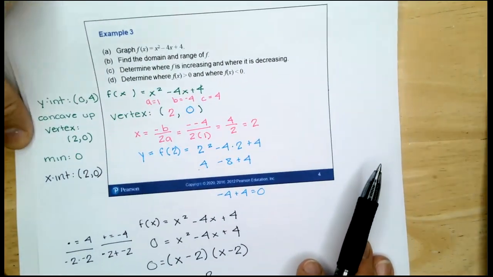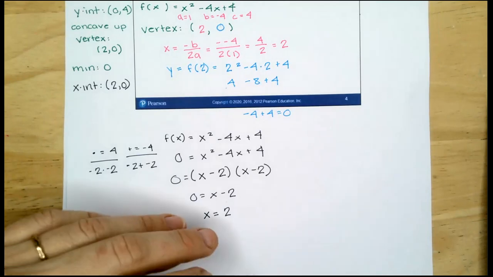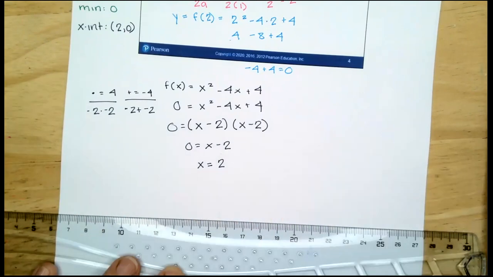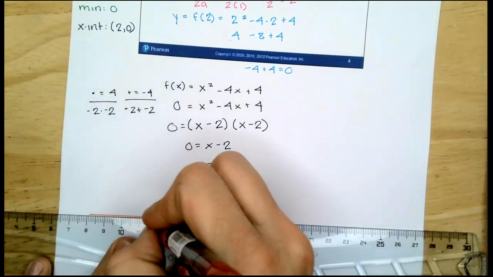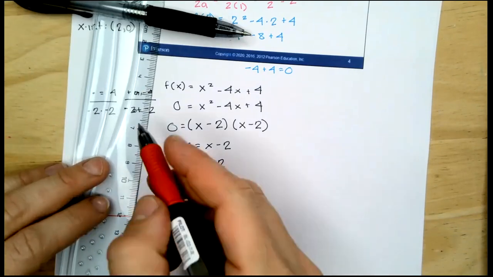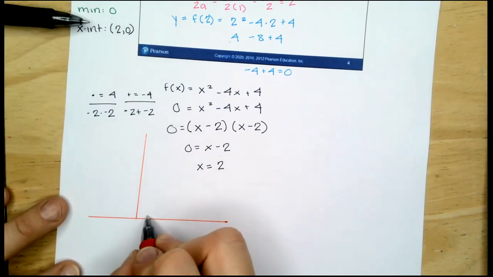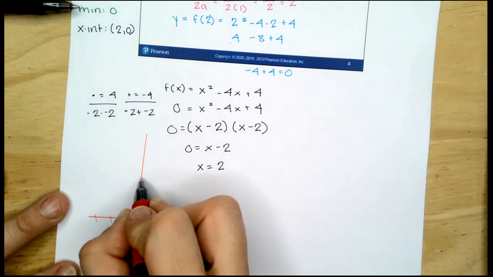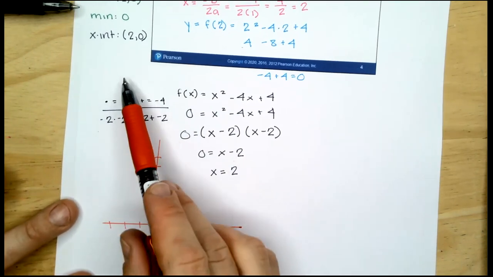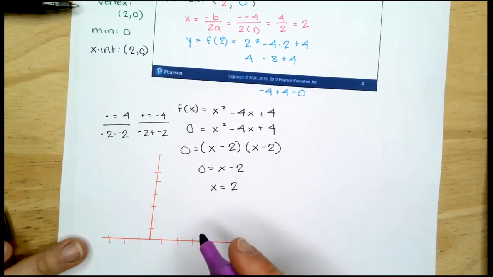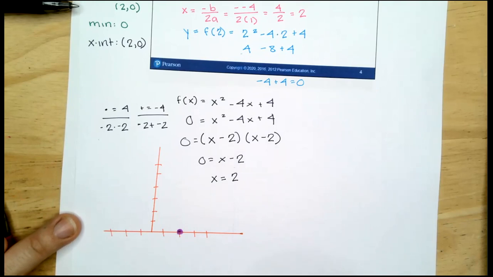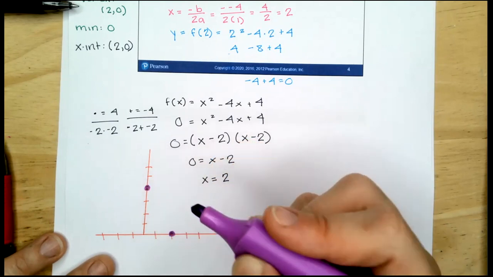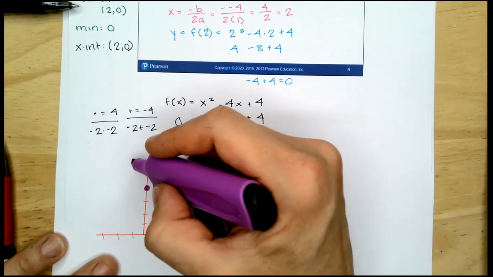Find the domain and range. It's easier to find the domain and range once you have graphed it, but you could do it without actually visualizing it. So my x-intercept is at 2, 0. My y-intercept is at 0, 4. And my vertex is at 2, 0.